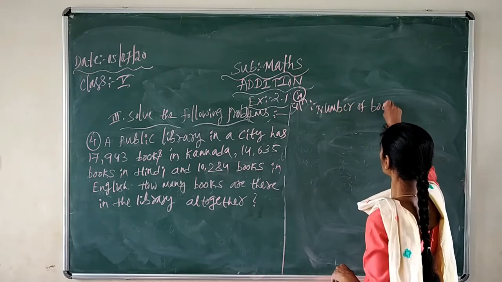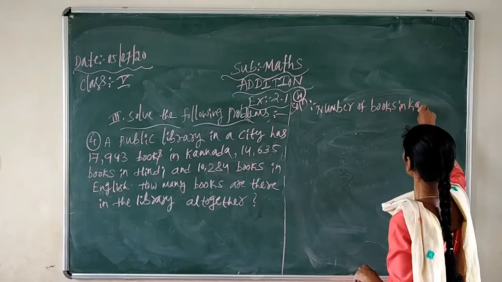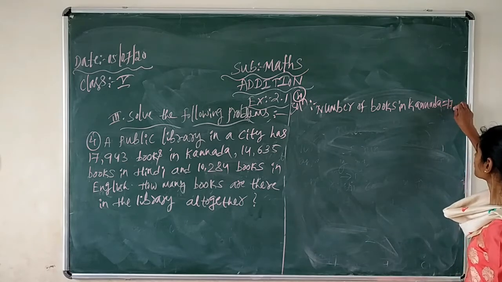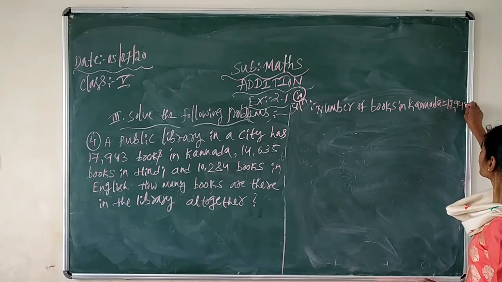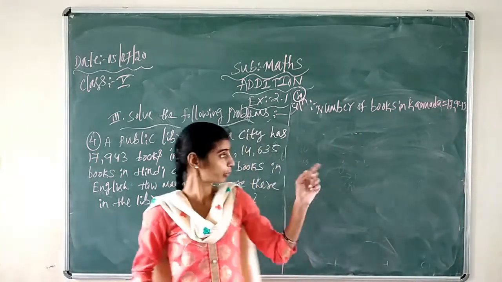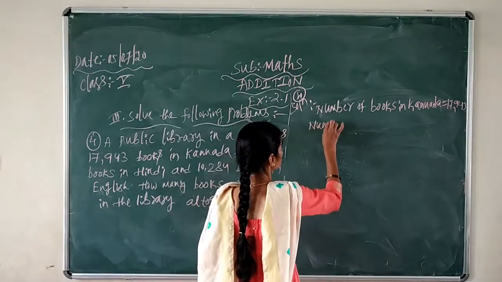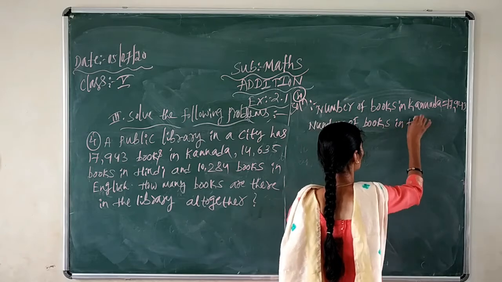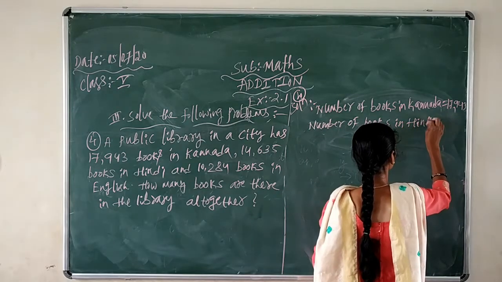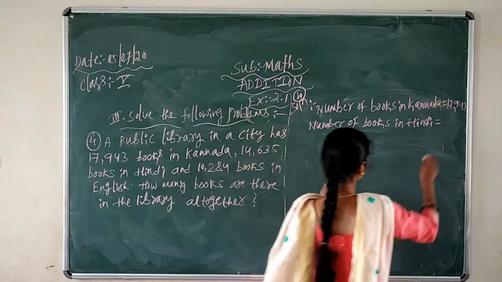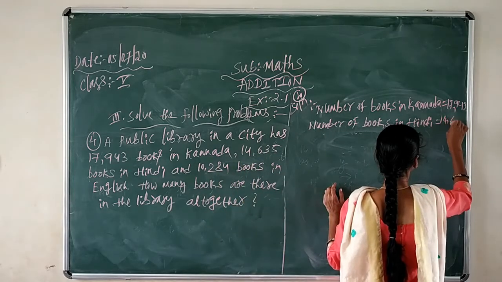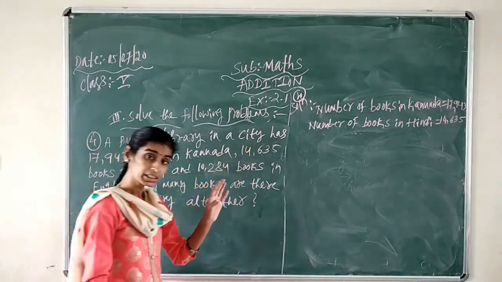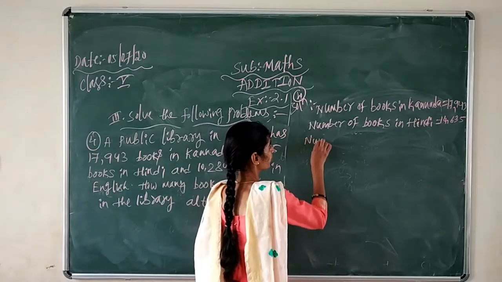Number of books in Kannada. So number of books in Kannada are how many, children? Yes, it is 17,943. Next, number of books in Hindi. Number of books in Hindi are how many? Read there, see the question, children. They are 14,635. So number of books in Hindi are 14,635.